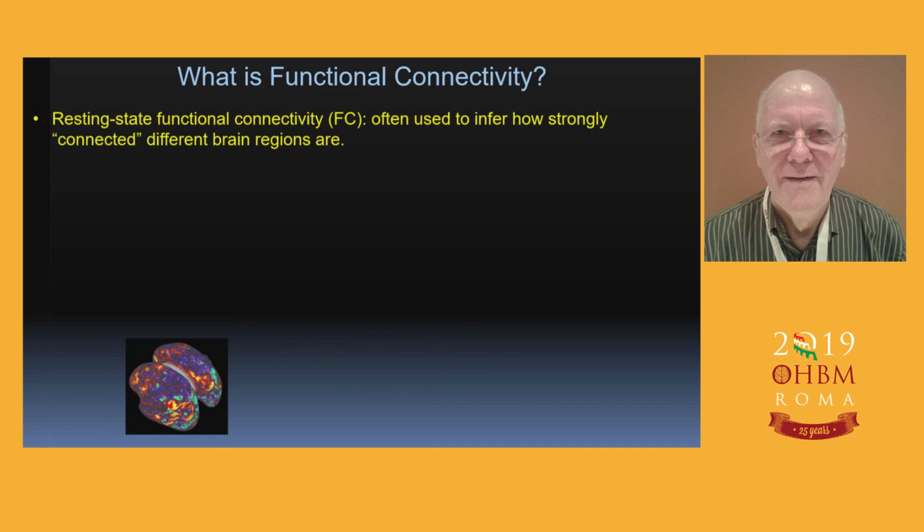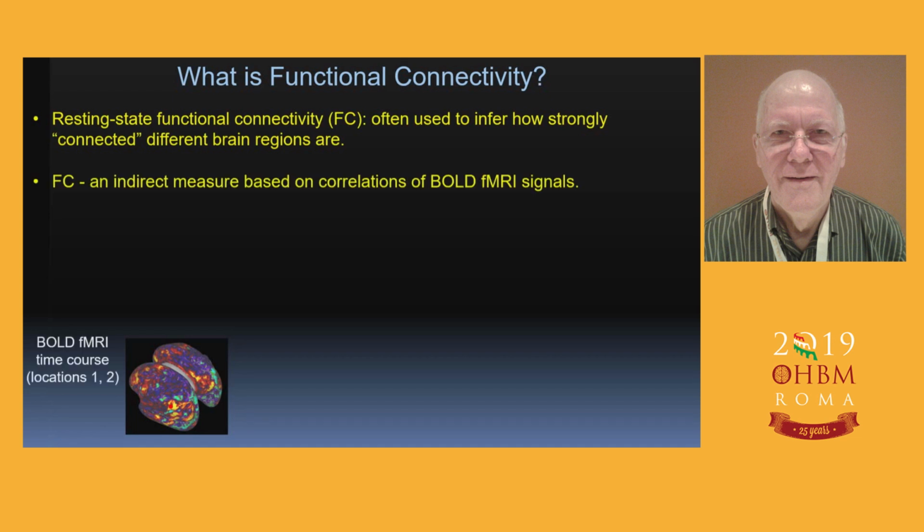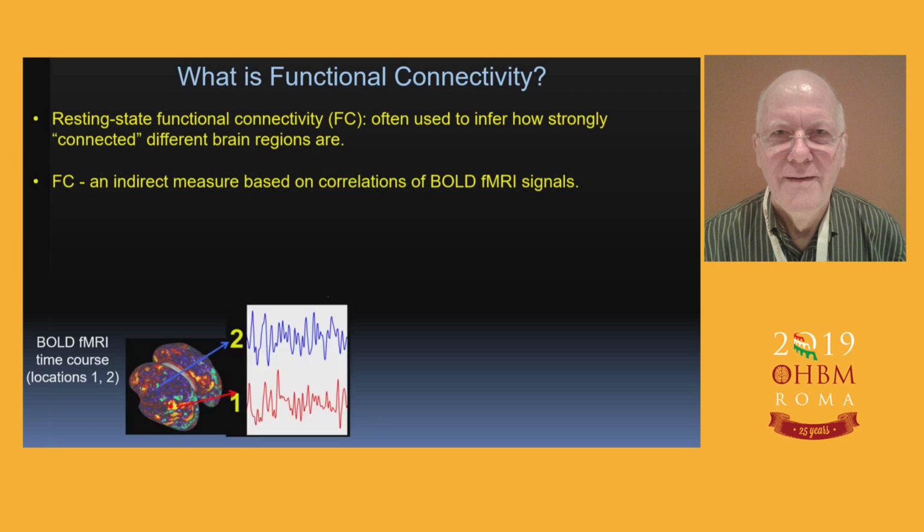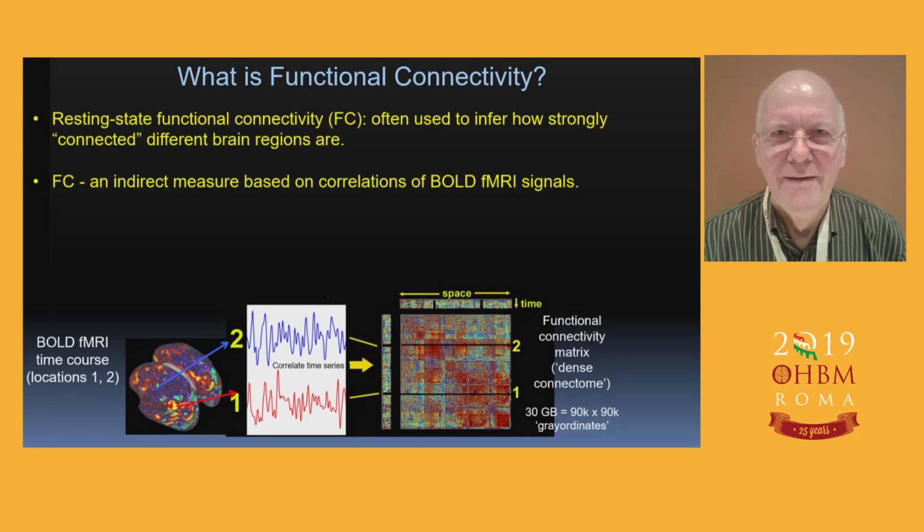So let's remind ourselves to start with that resting state functional connectivity is widely used to infer how strongly connected different brain regions are, from many presentations at this meeting as well as a large literature. But we also know that functional connectivity is a quite indirect measure based on correlations of BOLD fMRI signals that lead to connectivity matrices that may be dense or parcellated, as the analysis goes.